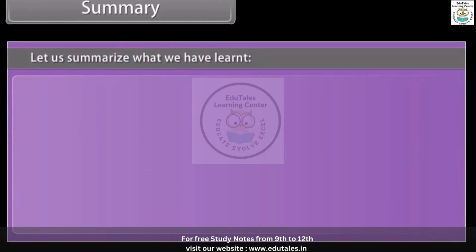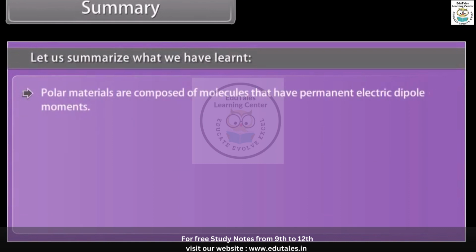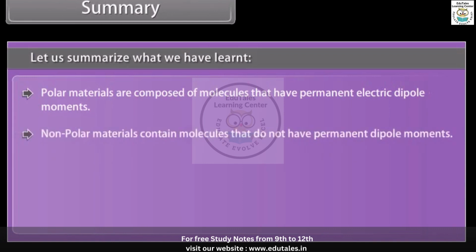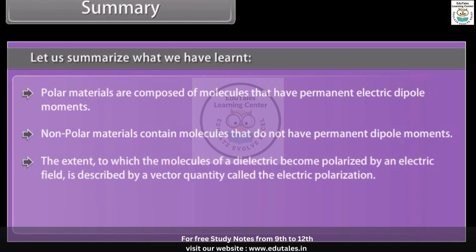Summary. Let us summarize what we have learned. Polar materials are composed of molecules that have permanent electric dipole moments. Non-polar materials contain molecules that do not have permanent dipole moments. The extent to which the molecules of a dielectric become polarized by an electric field is described by a vector quantity called the electric polarization.